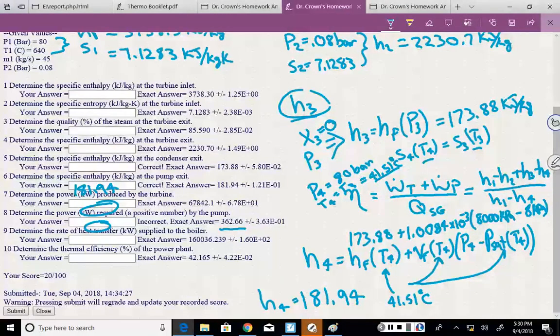And then the heat transfer supplied to the boiler. I have all the H's, so H1 minus H4 times m dot is my heat transfer supplied to the boiler. Look at this. I take the net work over Qin, and I'll get 42.165.